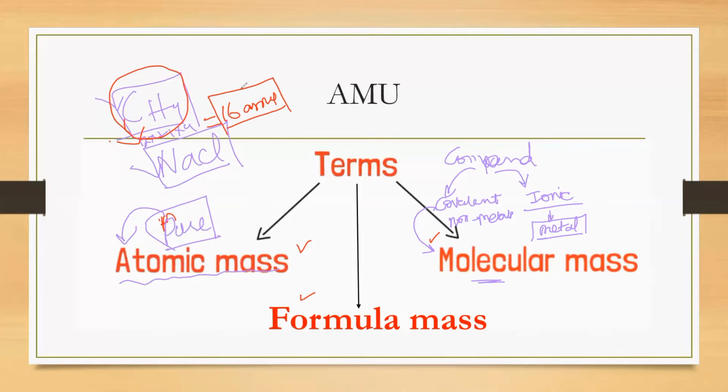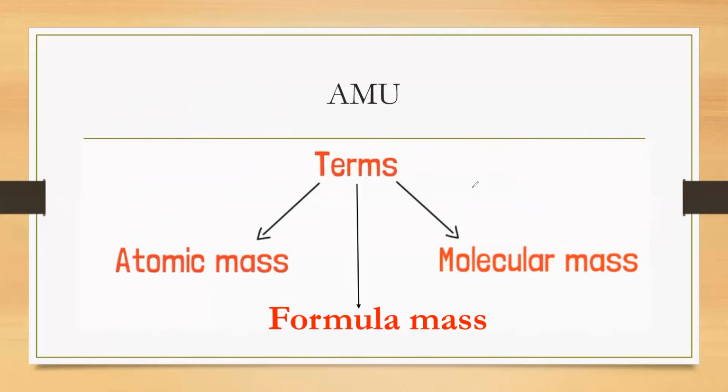When we talk about ionic compounds, as I told you, ionic compounds are going to be represented by formula units. So NaCl is a simple formula unit. We can say calcium chloride, CaCl2, is also a simple formula unit. So whenever we express the mass of any formula unit, it is known as formula mass, right?